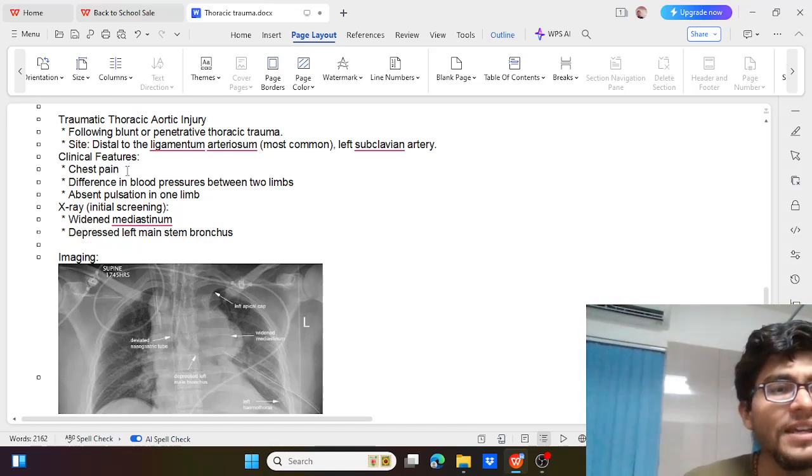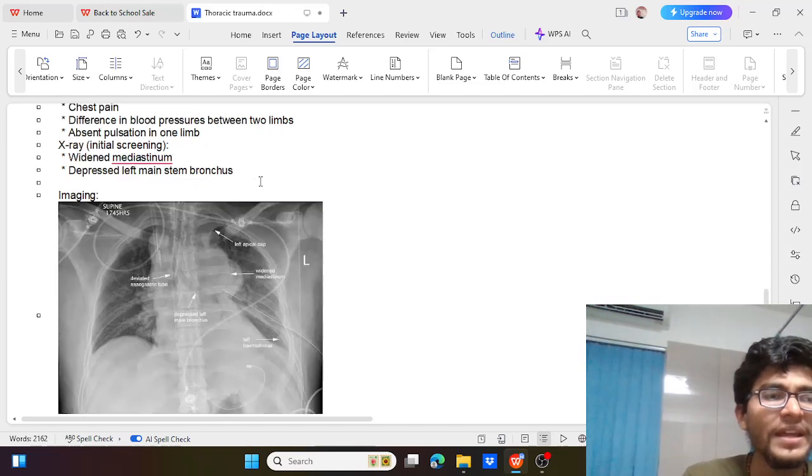Again, what will be the findings? Clinical features will be chest pain and absence of pulsation in one limb, difference of blood pressure in both the limbs. X-ray will be showing widening of mediastinum. We can see here there is widening of mediastinum, and a depressed left main stem bronchus can be seen.